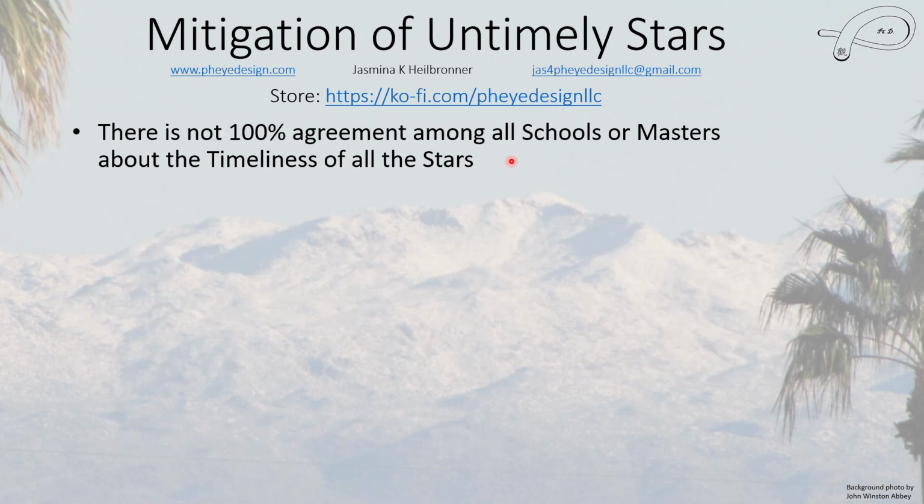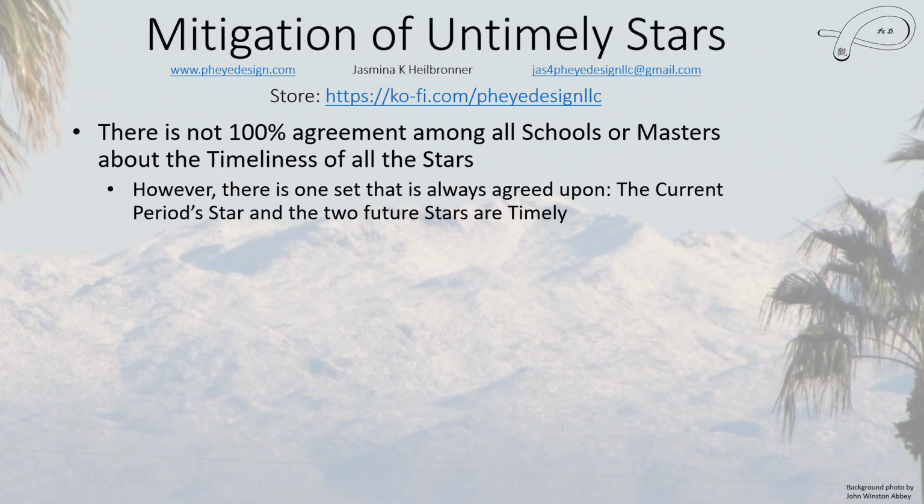Now, I will say this, there is not 100% agreement among all schools or all masters about the timeliness of stars, but there are some rules that are agreed upon. There is one set that, as far as I know, is always agreed upon. The current period star and the two future stars from the current period are timely. So this means in period 9, 9, 1, and 2 are timely. In period 1, it'll be 1, 2, and 3. Period 2, it'll be 2, 3, and 4, and so forth.